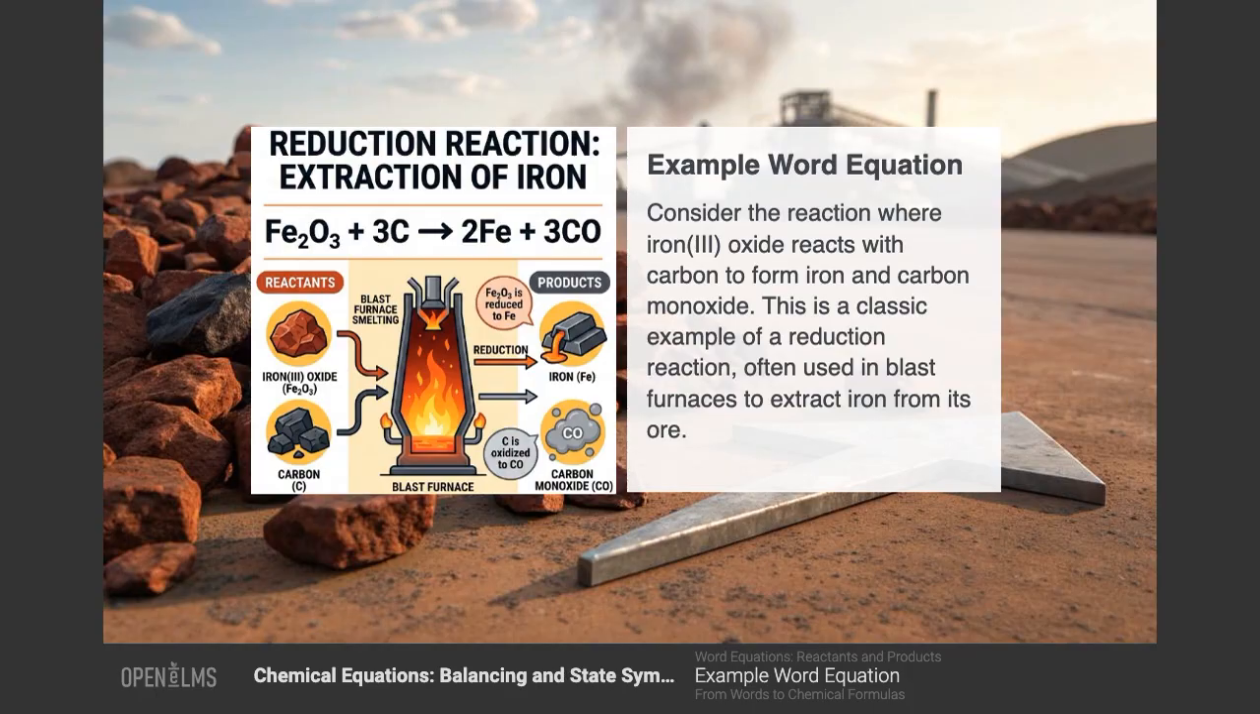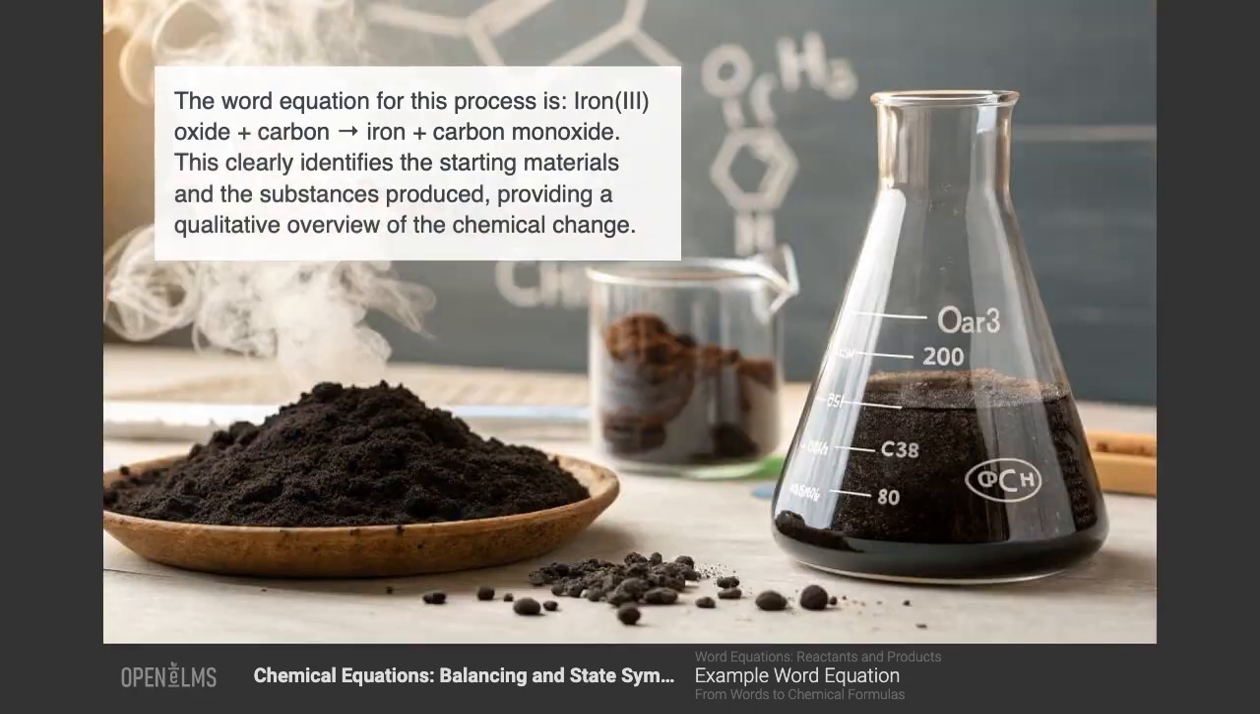Example word equation. Consider the reaction where iron 3 oxide reacts with carbon to form iron and carbon monoxide. This is a classic example of a reduction reaction, often used in blast furnaces to extract iron from its ore. The word equation for this process is iron 3 oxide plus carbon gives iron plus carbon monoxide. This clearly identifies the starting materials and the substances produced, providing a qualitative overview of the chemical change.